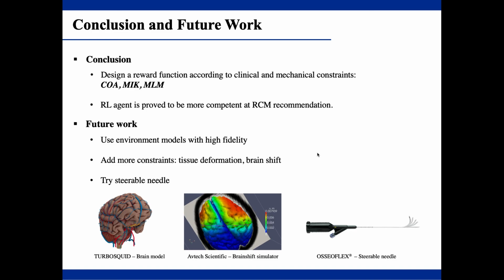So next, for our future work, we will use environment models with high fidelity like this, and add more constraints, tissue deformation, brain shift, shown like this, and try a steerable needle like this, because currently we just use a rigid needle. For a rigid needle, some collision between the blood vessel and the needle is unavoidable. So a steerable needle can solve this. So in the future, we will try to use a steerable needle.